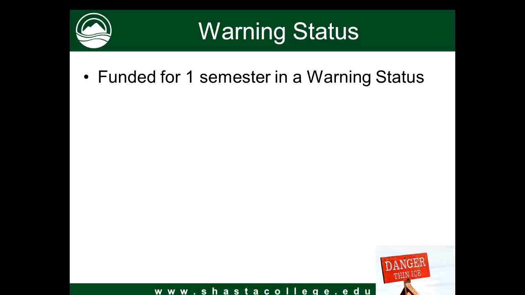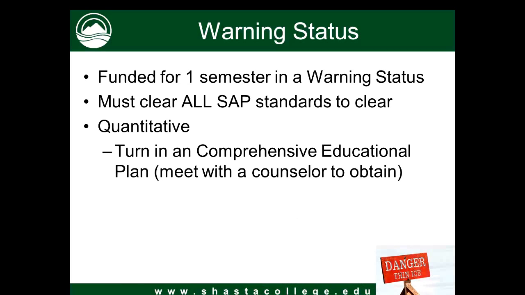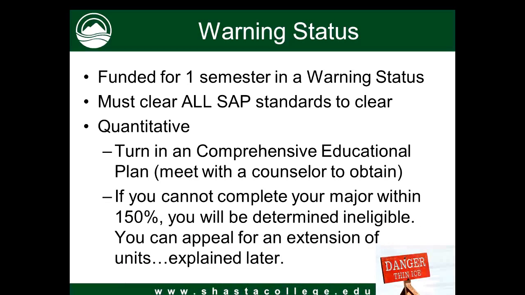If you fall below in the PACE or GPA or are getting close to your quantitative 100% mark, you will be placed in a warning status, which means you will have one semester to clear your warning status. In that semester, you must clear all SAP standards in order to remain eligible to receive financial aid. If you go into a warning status for the quantitative standard, you will need to meet with a counselor and request a comprehensive ed plan and submit it to the financial aid office. If you cannot complete your major within 150% of what is required for your major, you will be determined ineligible and can go through the appeal process for an extension of units. We also require students to submit their grades at the end of their warning semester for a reevaluation of eligibility.